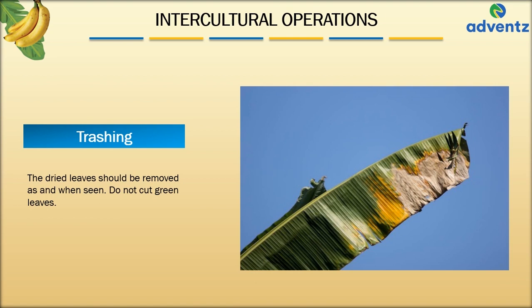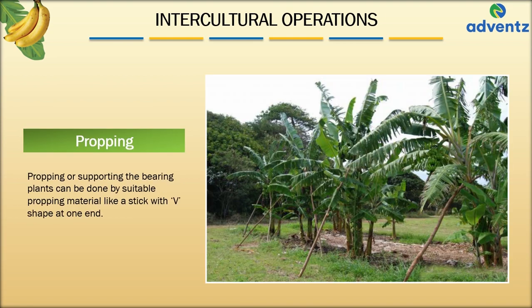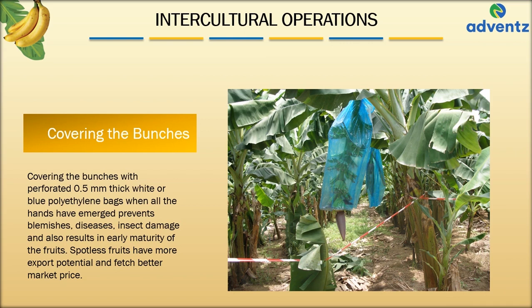The dried leaves should be removed as and when seen. Please ensure that leaves are not cut. Propping or supporting the bearing plants can be done by suitable propping material like a stick with a V shape at one end. Covering the bunches.